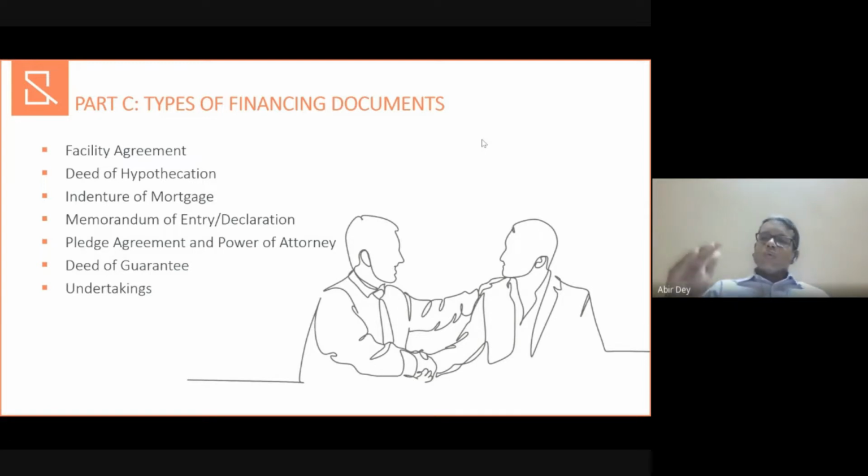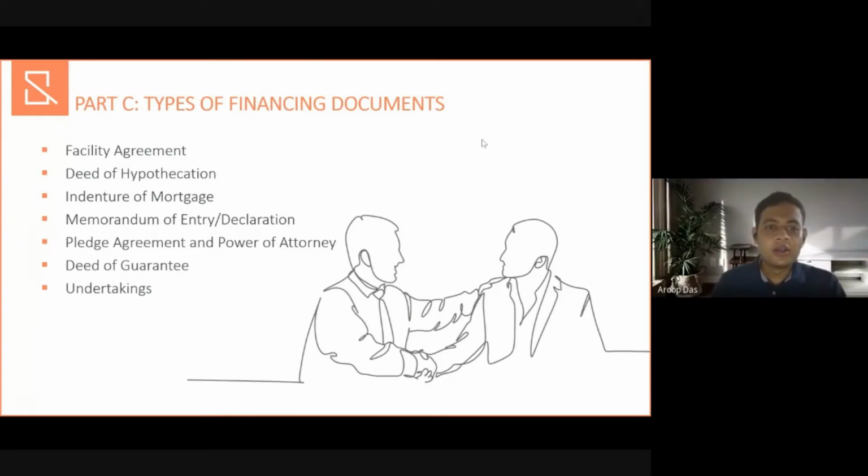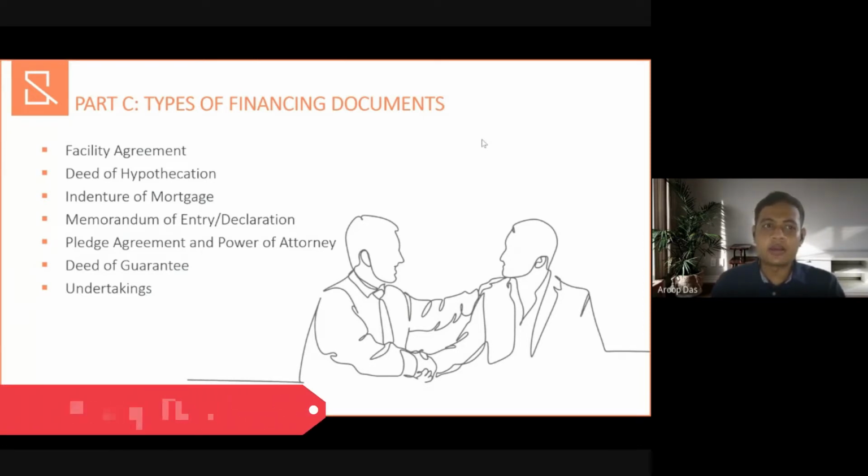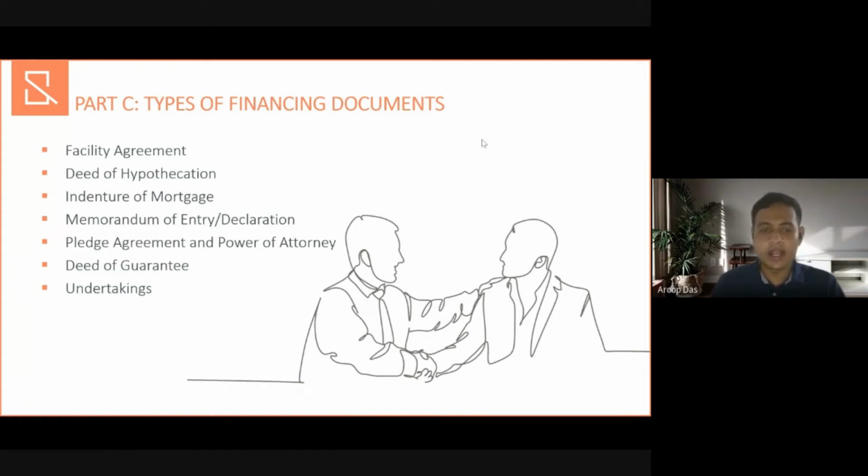Now, Arup, one by one, please take them through very briefly, as I have already detailed the facility agreement, the deed of hypothecation and other documents, which are the typical things a lawyer should be looking at. Yes, yes, thank you, Abhi. So, the facility agreement, as Abhi has already explained, is going to be the mother document of everything, because it is going to govern all the relationships between the lenders and the borrower.